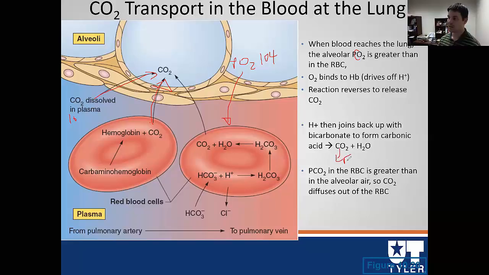CO2 is then greater in red blood cells, so finally CO2, which comes out, is expired and diffuses out of the red blood cell into the alveoli and then leaves with expiration, and that's how we blow off CO2 from metabolism that we are creating.